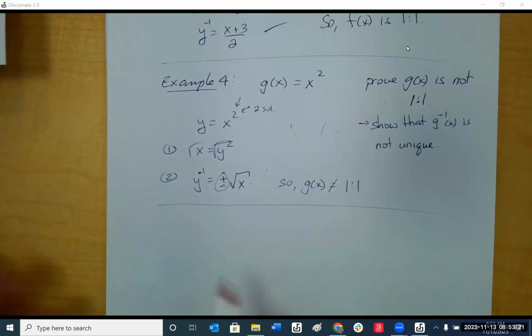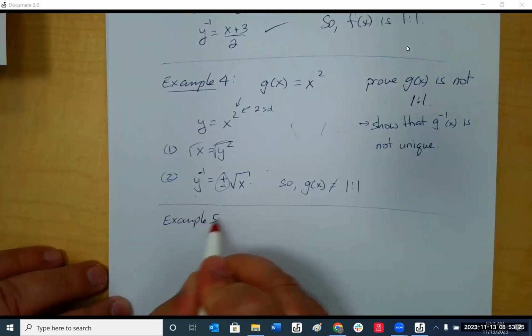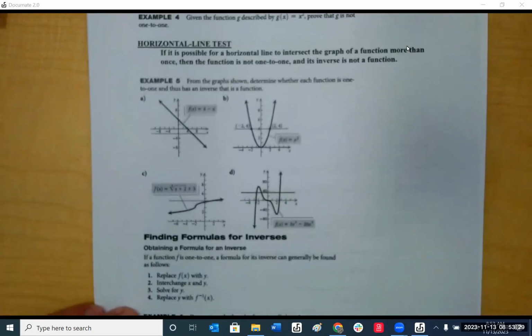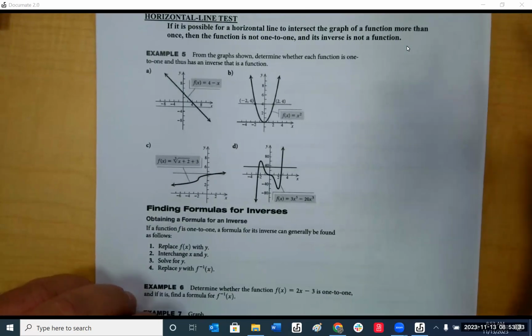Okay, let's look at example 5. Tell me which one of these graphs are 1-to-1.